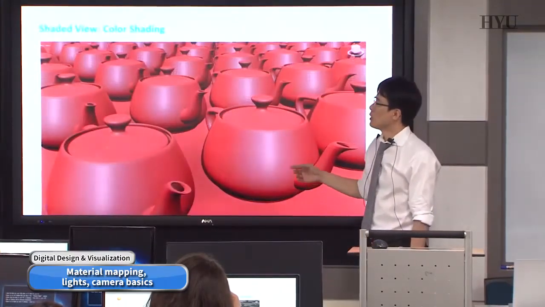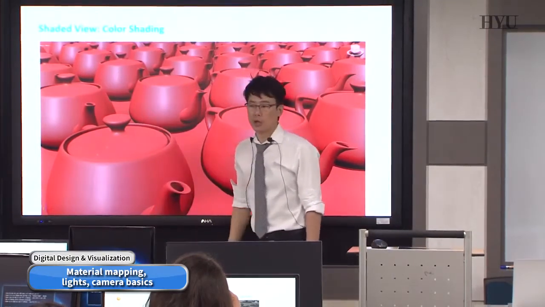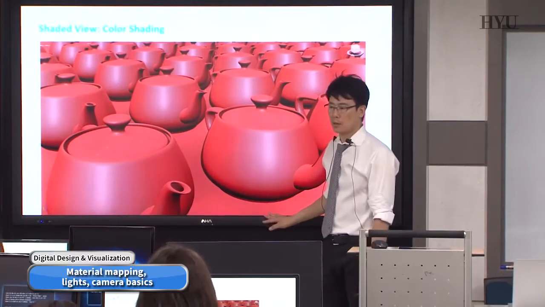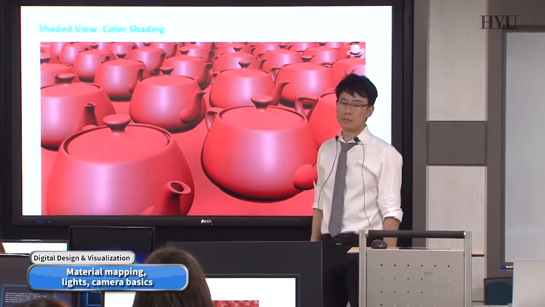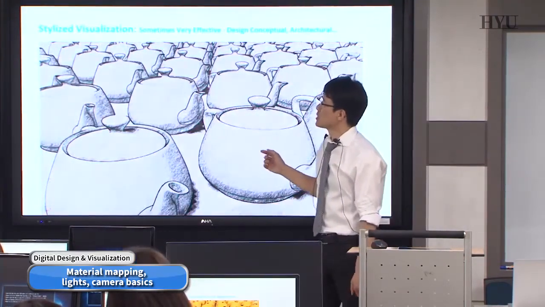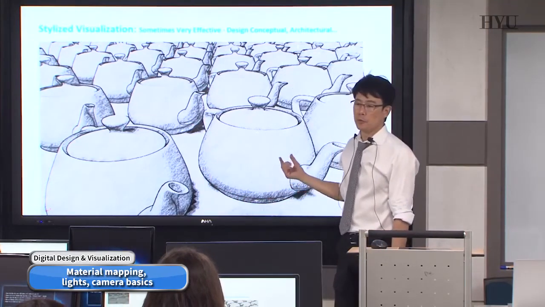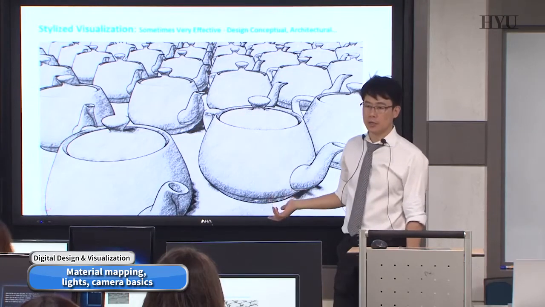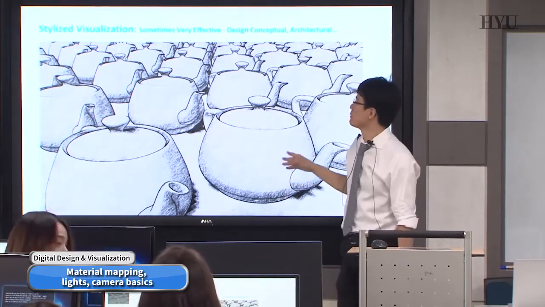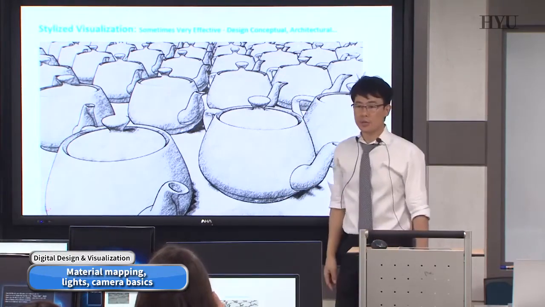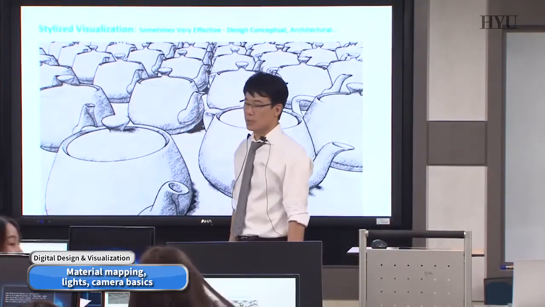How about this one? Another view, another rendering, but the render type is shaded view, so-called color shading. But there is no shadow casting, no realistic texture material, only colors, okay? Just red color at this time. How about this? This is stylized visualization by 3D Max, in 3D Max. SketchUp is very powerful in this kind of stylized visualization. Sometimes very effective, this kind of stylized visualization, design conceptual, architectural images, okay? That's what stylized visualization is.